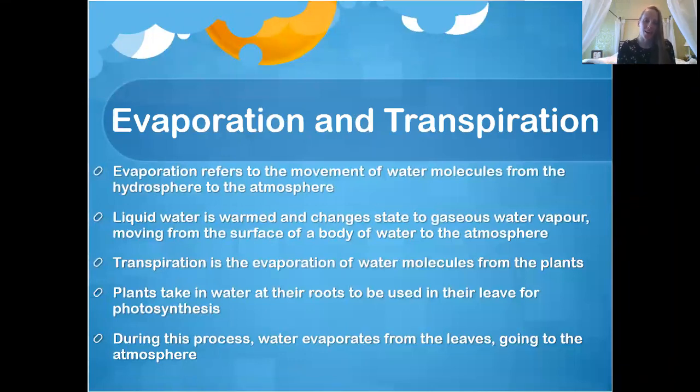So evaporation is obviously just the movement of water molecules from the hydrosphere, where they're in liquid form, to the atmosphere, where they're in gas form. Transpiration is a similar process. It's just the evaporation of liquid water from plants. So the liquid in plants becomes water vapor, which goes out into the atmosphere. Plants take water in at the roots to be used in the leaves for photosynthesis, and then during that process, the water can evaporate from the leaves to go out into the atmosphere.